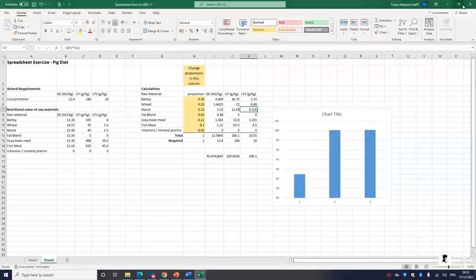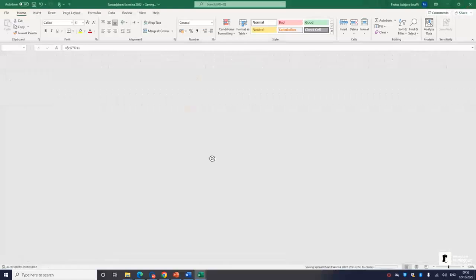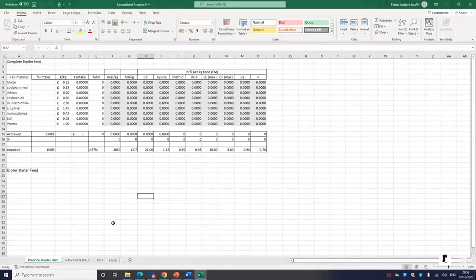So in the second Excel sheet, what I did is, I labeled the first sheet as practice broiler diet. You see, I have included maize, soybean meal, wheat, soybean oil, methionine, L-lysine, monocalcium phosphate, salt, and premix as candidate feed that we can mix to meet the nutrient requirement of these particular animals.